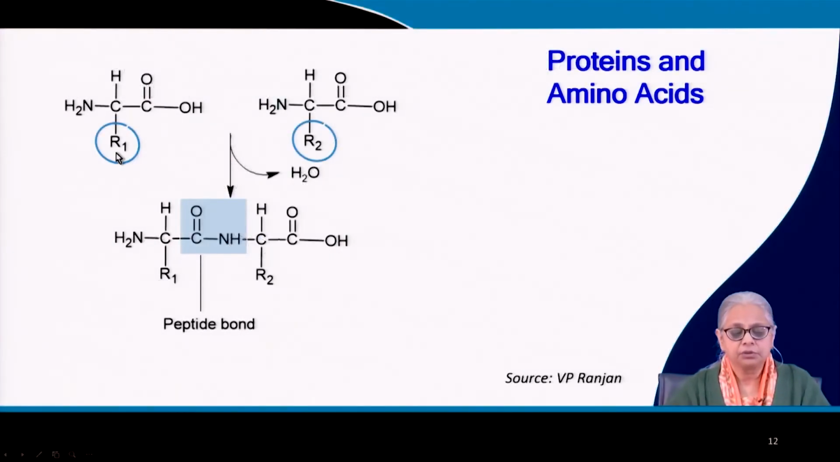So here we have R1 and R2. Let's say we have 2 different amino acids. They will come together by releasing water: hydrogen on one of them and OH on the other. You can see it over here. So hydrogen from here and OH from here will be lost as a water molecule, and you get dehydration. This is called dehydration synthesis, and a peptide bond is formed.